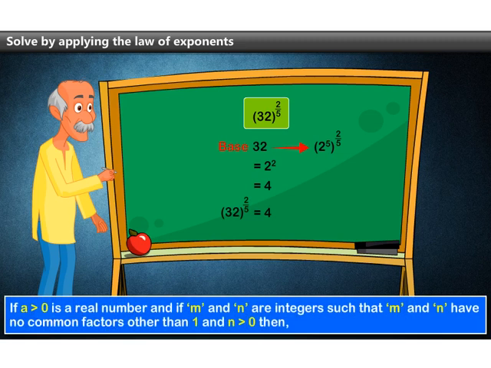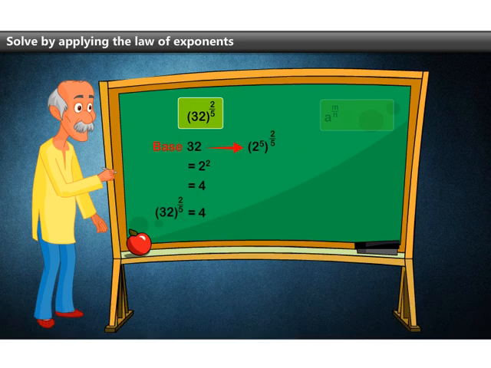Thus, we can say if a is greater than 0 is a real number, and if m and n are integers such that m and n have no common factors other than 1 and n greater than 0, then a raised to the power of m by n is equal to nth root of a raised to the power m, that is equal to nth root of a raised to the power m.